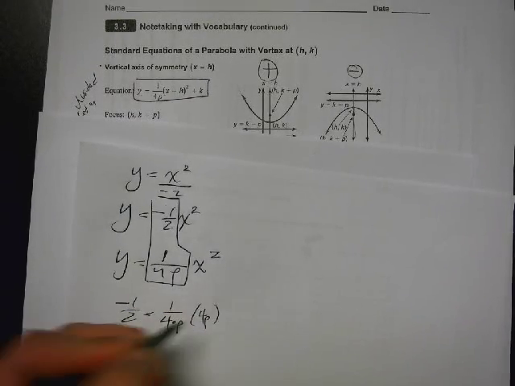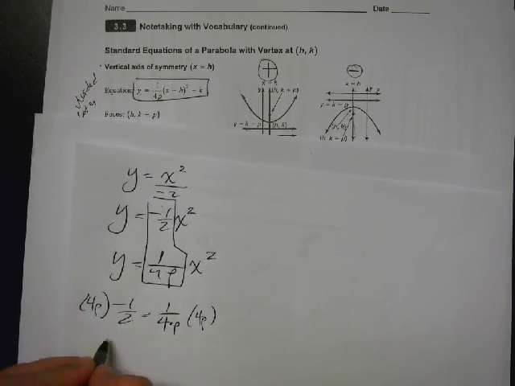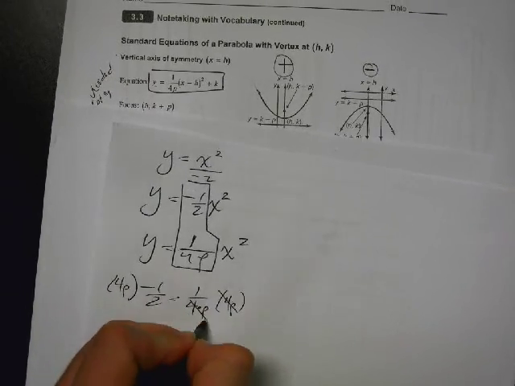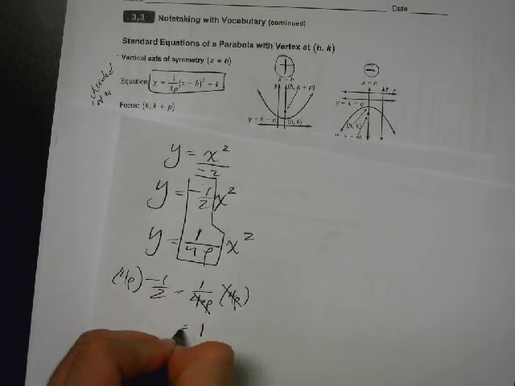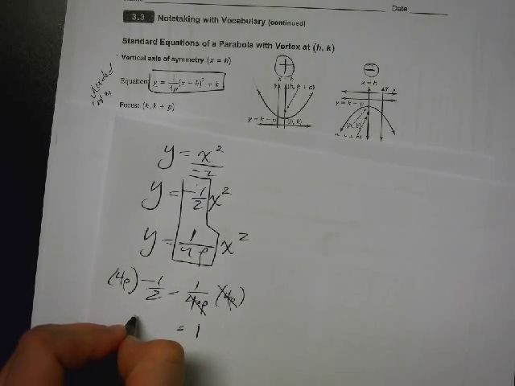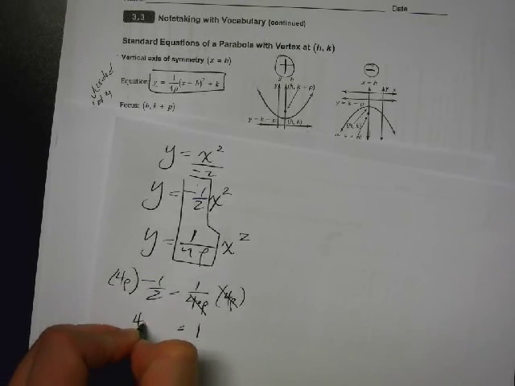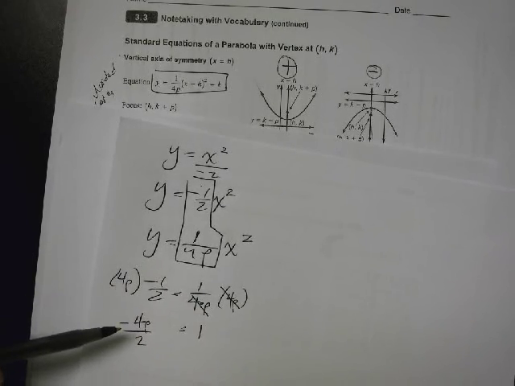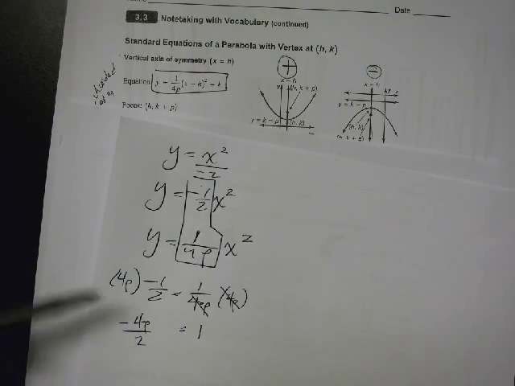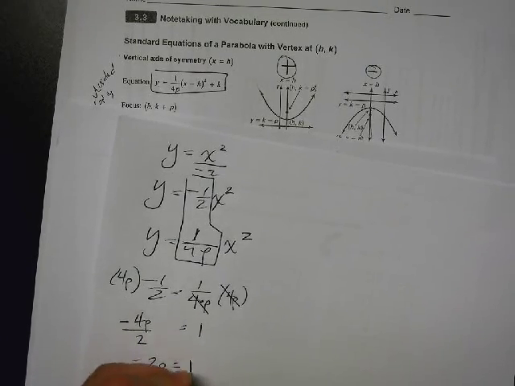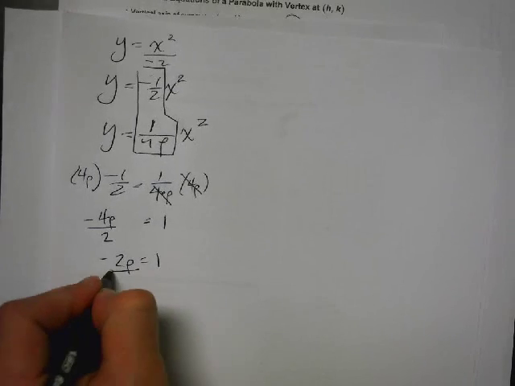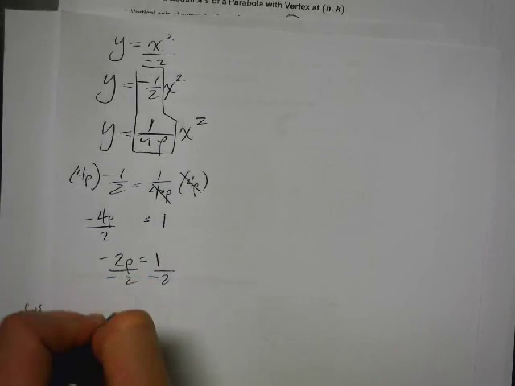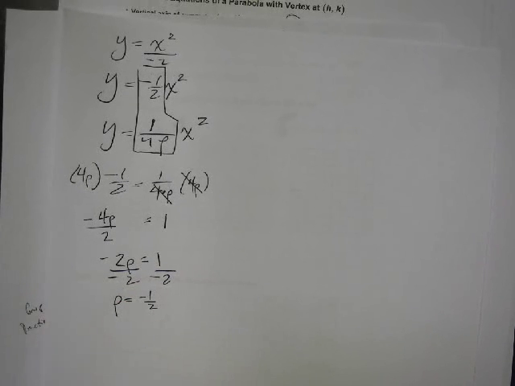I can multiply both sides by 4p, and that'll cancel out to 1, 1 divided by 1, and then here, 4p divided by 2. So 4 divided by 2 is just 2, so negative 2p equals 1. And I'm still solving for p, so p equals negative 1/2. Fantastic.